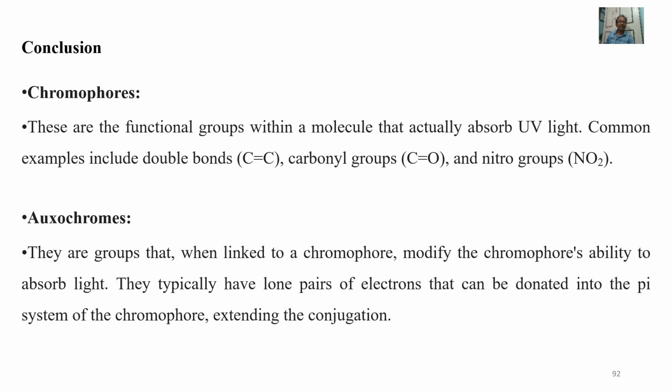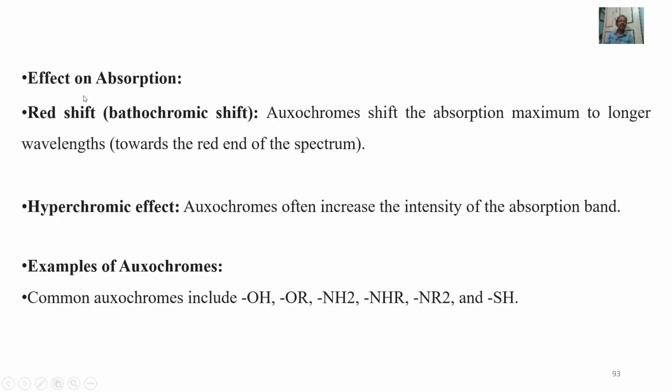Auxochromes are groups that, when linked to a chromophore, modify the chromophore's ability to absorb light. They typically have lone pairs of electrons, which can be donated into the pi system of the chromophore, extending the conjugation. Effect on absorption: redshift, or bathochromic shift. Auxochromes shift the absorption maximum to longer wavelengths, towards the red end of the spectrum. Hyperchromic effect: auxochromes often increase the intensity of the absorption band. Common auxochromes include OH, OR, NH2, NHR, NR2, and SH.